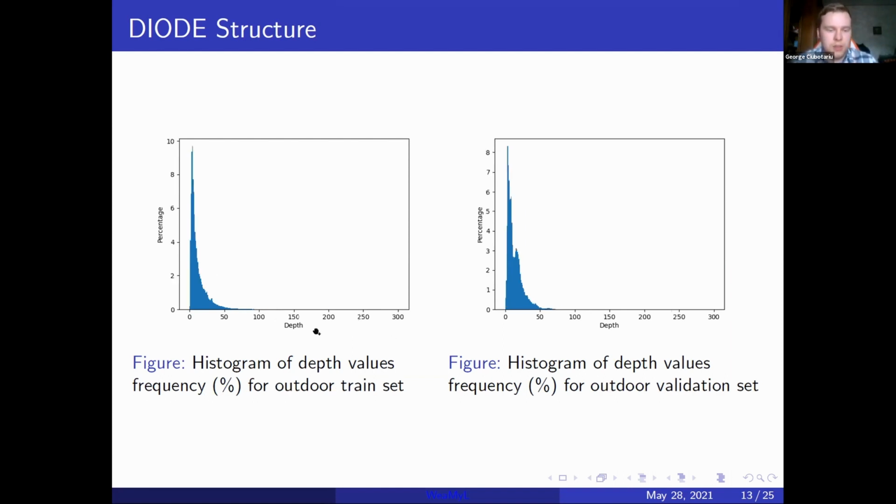And this is the outdoor train set and validation set that is not much different from the first distribution. There are twice as many outdoor images compared to the indoor ones, because of the complex nature of outdoor environments and the need to have more in order to perform better on these tasks.